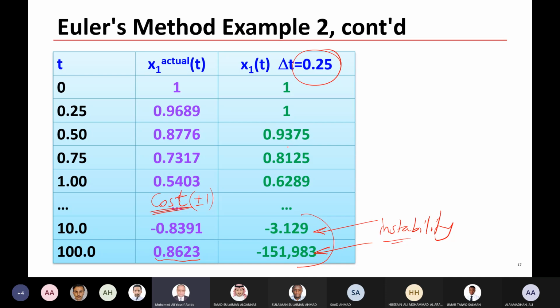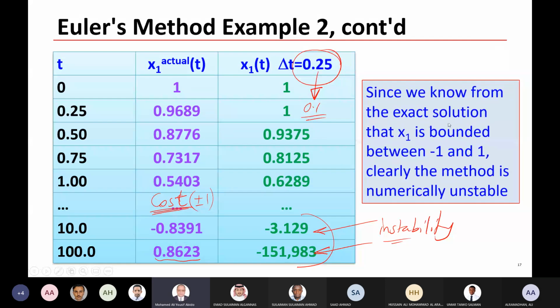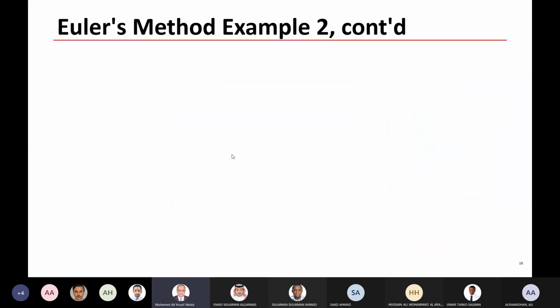So delta t of 0.25 is a very high value. You have to reduce it. You can check 0.15, you can check 0.1, and so on. So as you can see here, this is the numerical instability as we mentioned, if you set delta t very high. Since we know from the exact solution that x1 is bounded between -1 and 1, clearly the method is numerically unstable due to the high value of the interval.